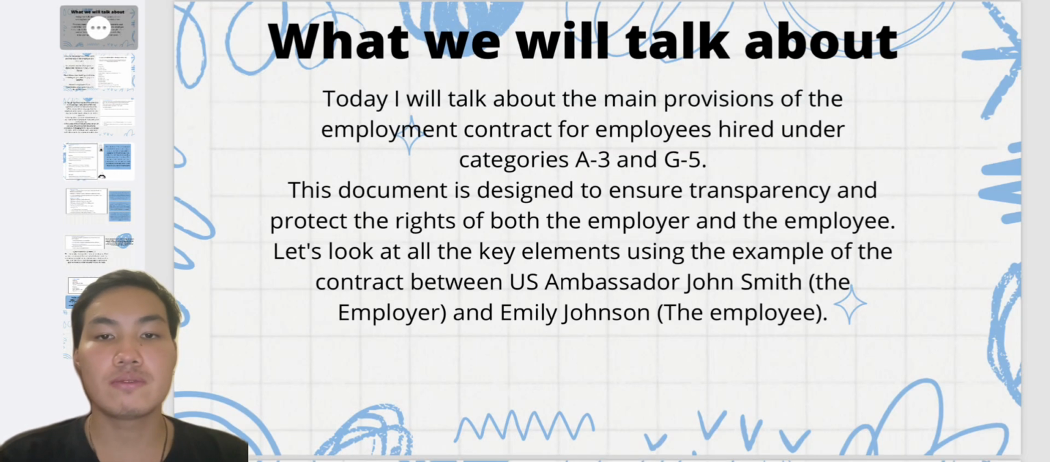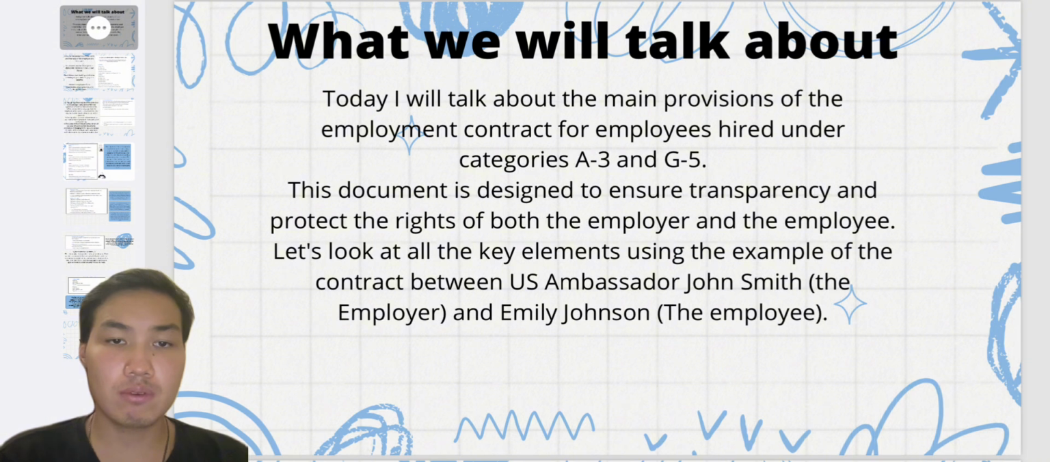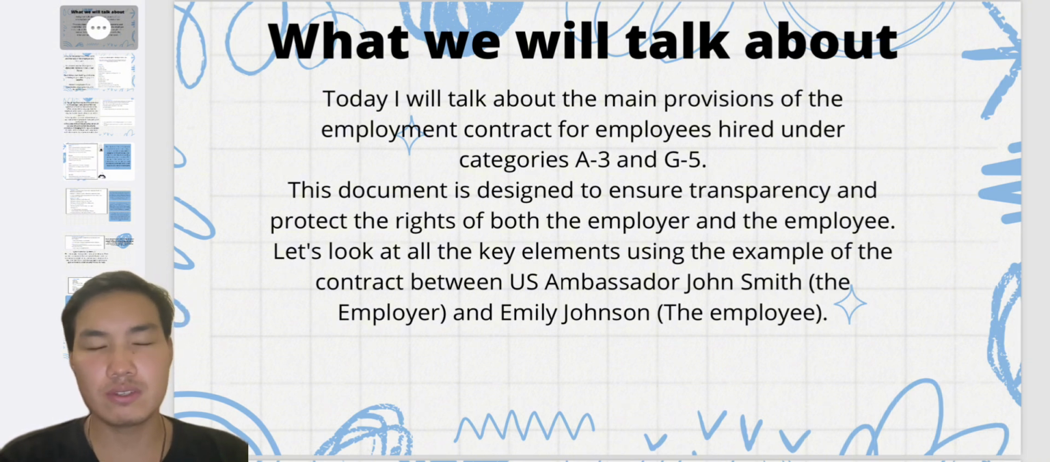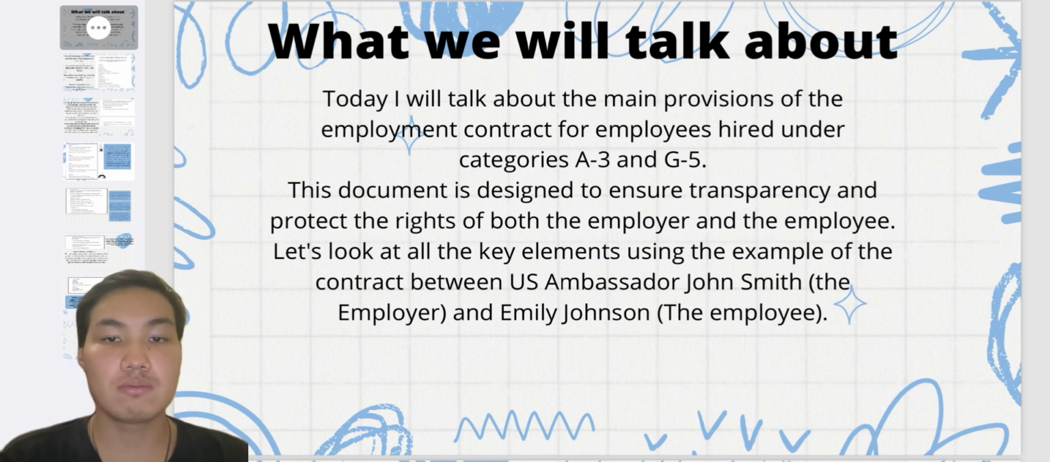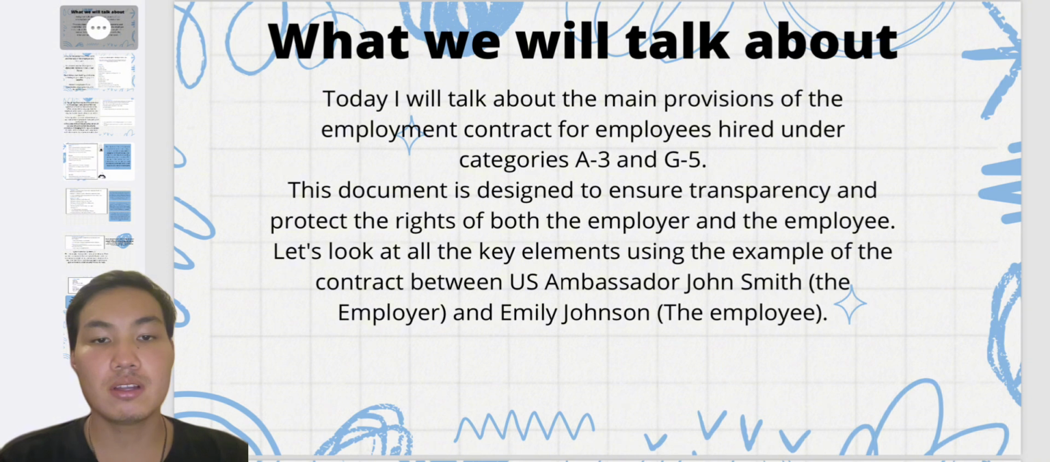So let's start. Today I will talk about the main provisions of the employment contract for employees hired under categories A3 and G5. This document is designed to ensure transparency and protect the rights of both the employer and the employee. Let's look at all the key elements using the example of the contract between the US Ambassador John Smith, he is the employer, and Emily Johnson, the employee.